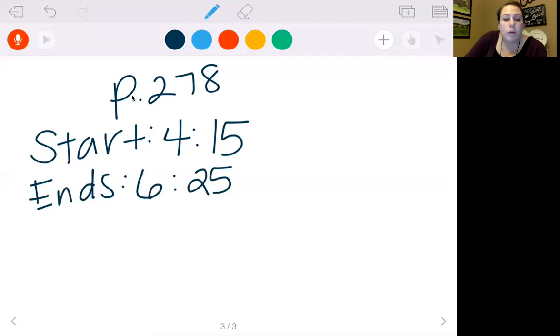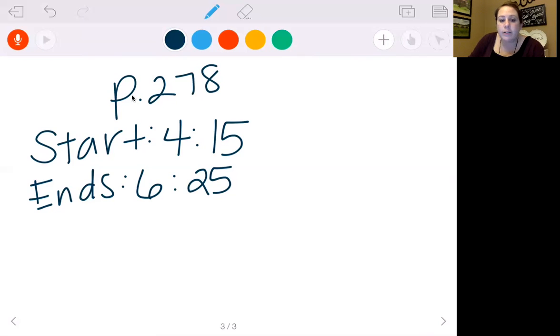So we start with 4:15 and we count the hours first. You want to count your hours before you even get to the minutes. So if we go 4:15 to 5:15, that's 1 hour. Let's go to 6:15. That's another hour. We don't want to go to 7:15 because that's too far. So we're going to get as close as we can by counting the hours.